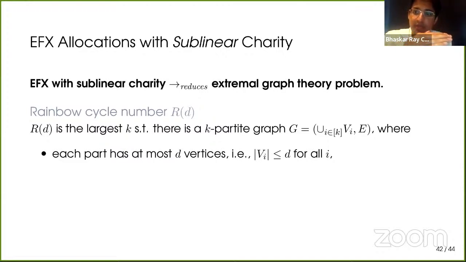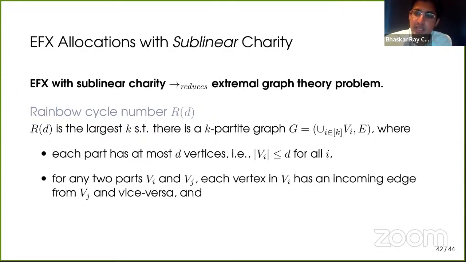I'm going to give you certain conditions that this K-partite graph should satisfy. And my final question would be, how large can this graph be? Or how many parts can this graph have? I'll show you how that relates to EFX. Each part has at most D vertices. You take any 2 parts here, Vi and Vj. Each vertex in Vi has an incoming edge from a vertex in Vj and vice versa. It's a directed graph. The induced bipartite graph between any two parts is cyclic.